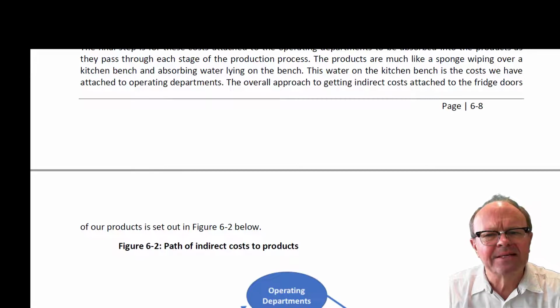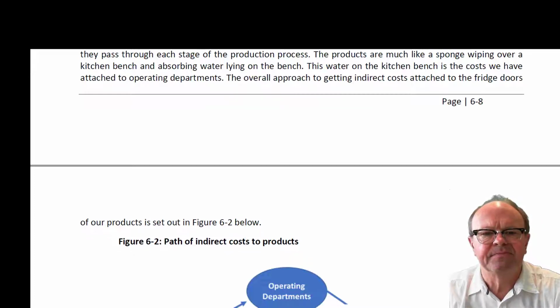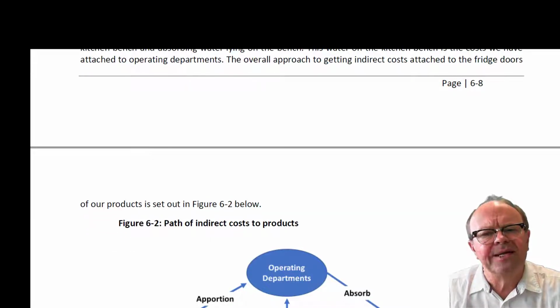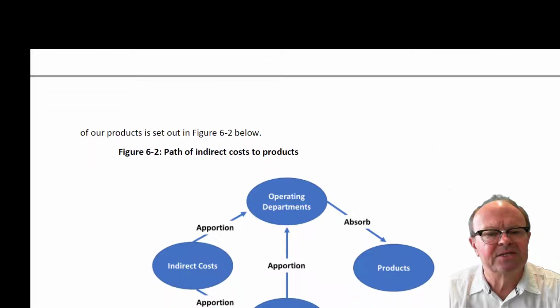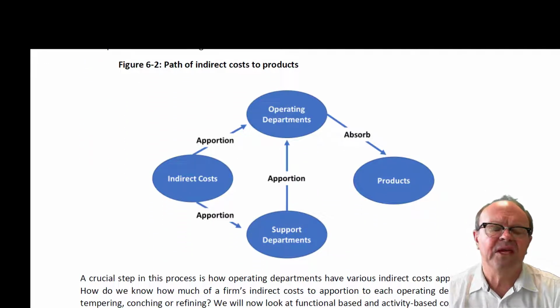The products are much like a sponge wiping over a kitchen bench and absorbing water lying on the bench. This water on the kitchen bench is the costs we have attached to operating departments. The overall approach to getting indirect costs attached to the fridge doors of our products is set out in Figure 6.2 below. Figure 6.2, Path of Indirect Costs to Products.